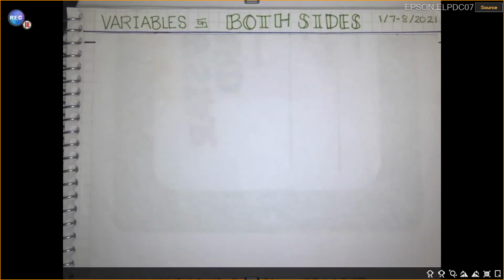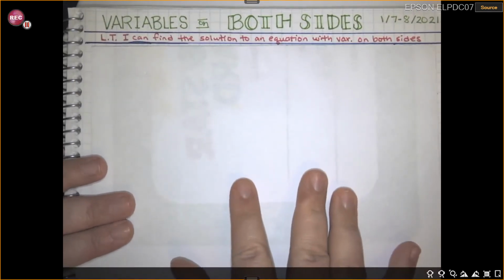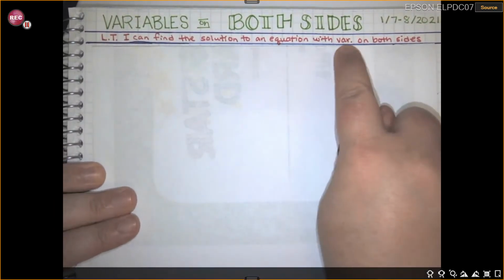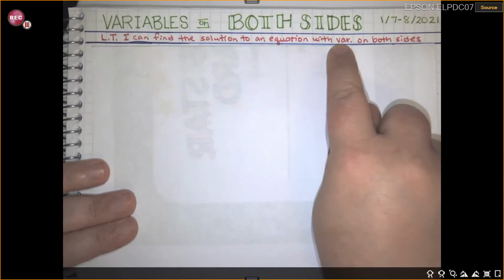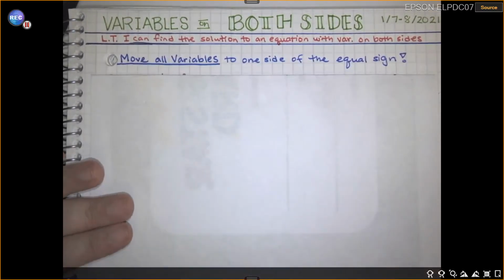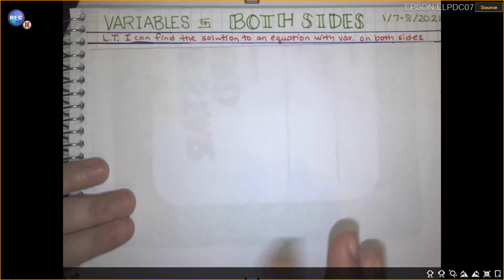Okay, now we have the second part of the notes, which is variables on both sides. Again, same date. The learning target is that I can find the solution to an equation with variables, that's VAR period, it's an abbreviation, on both sides. Well, what in the world does that mean? It means that you have variables on both sides of the equation, both sides of the equal sign.